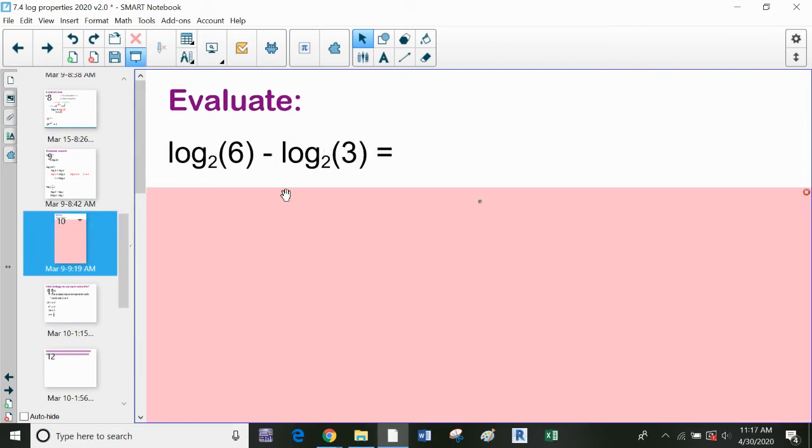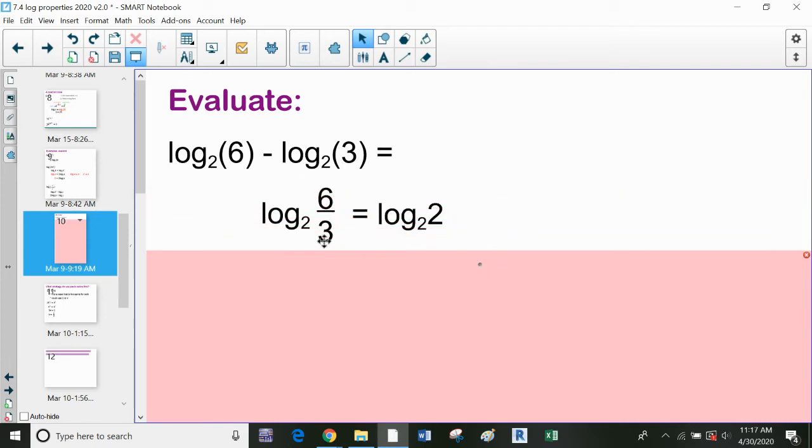Now let's evaluate some logarithms. We're going to use the properties that we talked about. We're going to simplify and see what we come up with. First thing I notice, same base. So I can simplify these down to a single log expression. Second thing I notice, minus sign. Means I can use that quotient property and combine them to a single log expression, top divided by bottom. So let's go ahead and do that. I've got log base 2, same base, top 6 divided by bottom 3. That gives me the log base 2 of 2.